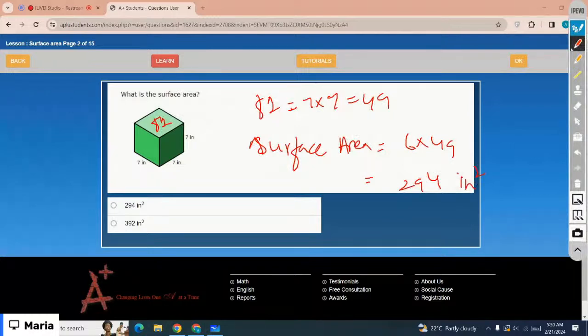Got it? The correct option is 294 square inches because a cube has all six faces with the same measurement. So just calculate the area of one face and multiply it by six so that you can have the surface area. Got it? That is 294 square inches.